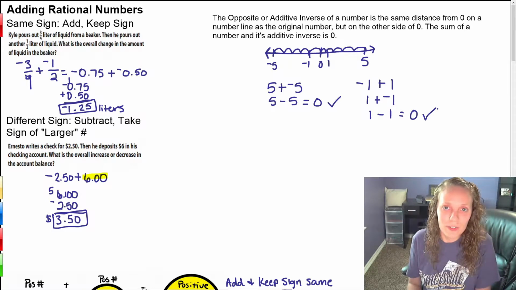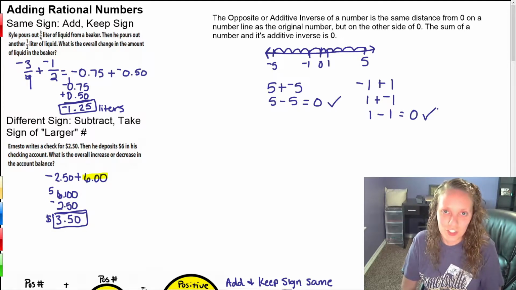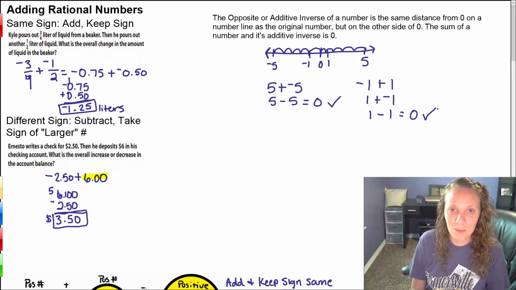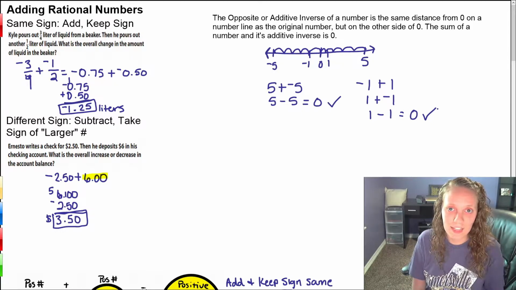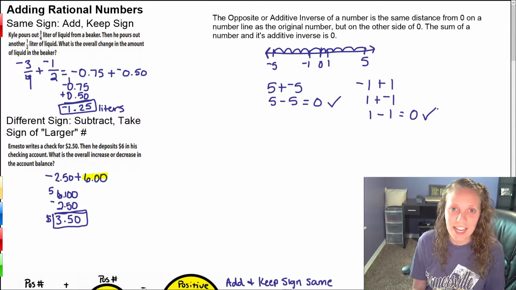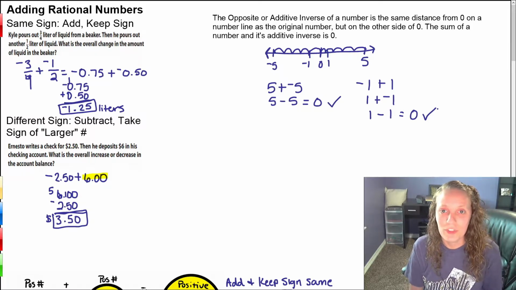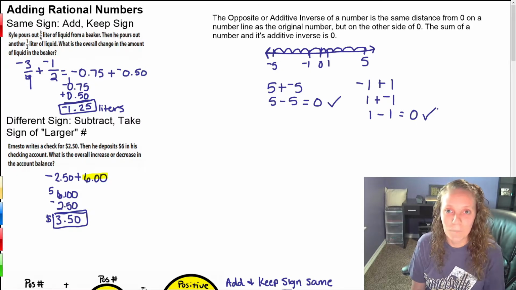So today we reviewed the rules of integers, how to add integers. If they're the same sign, we're going to add and keep the sign the same. Or if they're different signs, we're going to subtract and take the sign of the larger number. We also reviewed what the opposite or additive inverse is. Those are two numbers that are the same distance from 0, like 5 and negative 5. And if we add those together, we will always get 0.